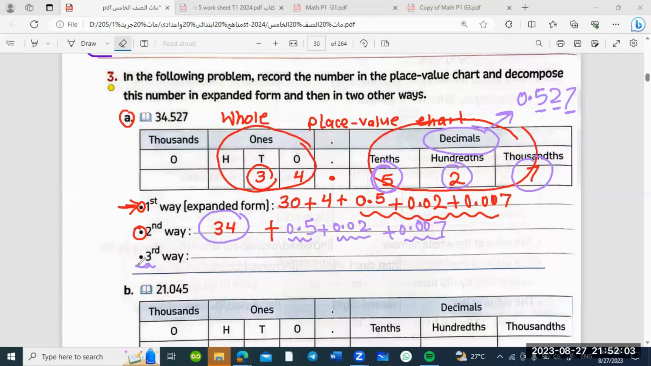Okay, what is the third way? The third way now, Jana, you will expand the whole number. It's 34, I will expand it to 30 plus 4. And then what after that? After that, I will write the decimal part as it is, without making any expanded form of it. It will be 0.527. That's it Jana. Easy. If you have any question, you can now open your microphone and ask me.